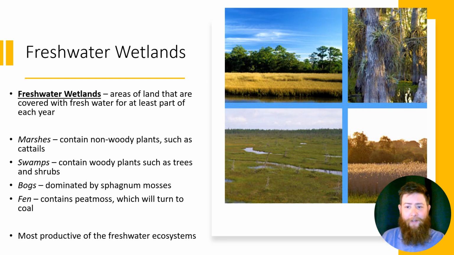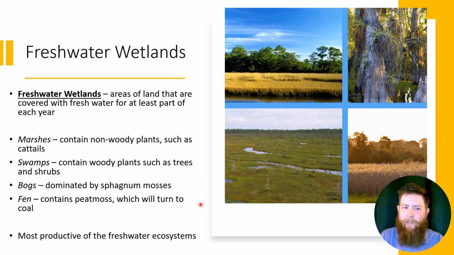For our next freshwater feature, we have freshwater wetlands. These are areas of water that are covered with freshwater for at least part of each year. There are many different types of these. If you're a marsh, you contain non-woody plants such as cattails here. If you're a swamp, you contain woody plants such as trees and shrubs. If you're a bog, like here, these have sphagnum mosses and don't have a lot of really tall vegetation. And a fen contains peat moss, which eventually will shrink down to form coal.